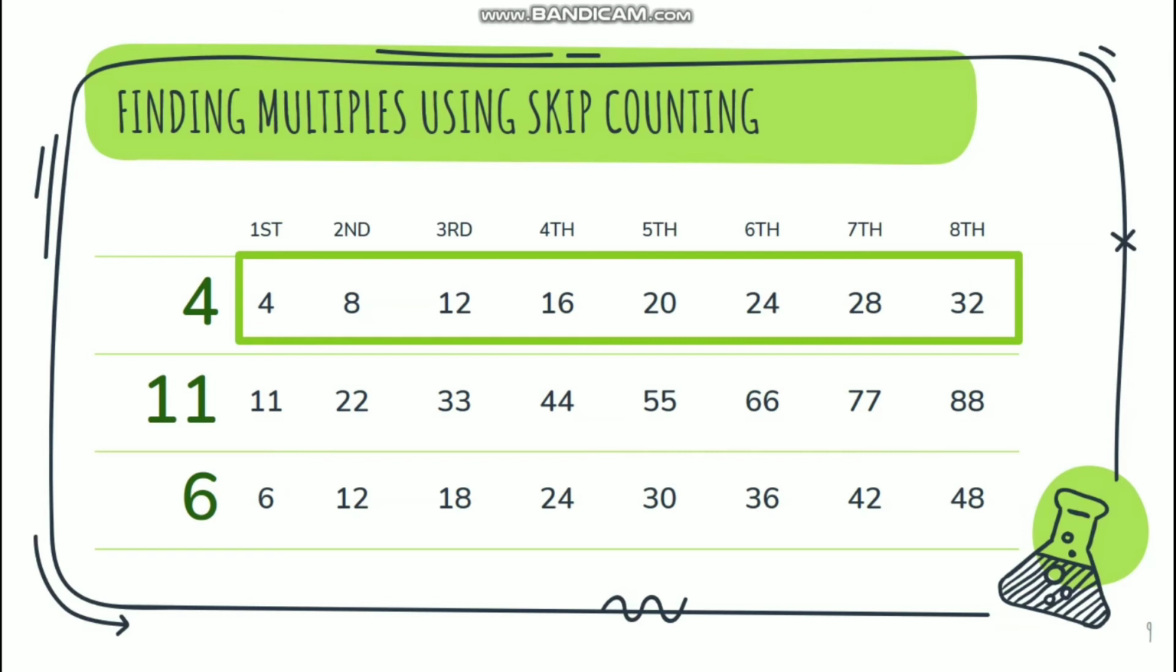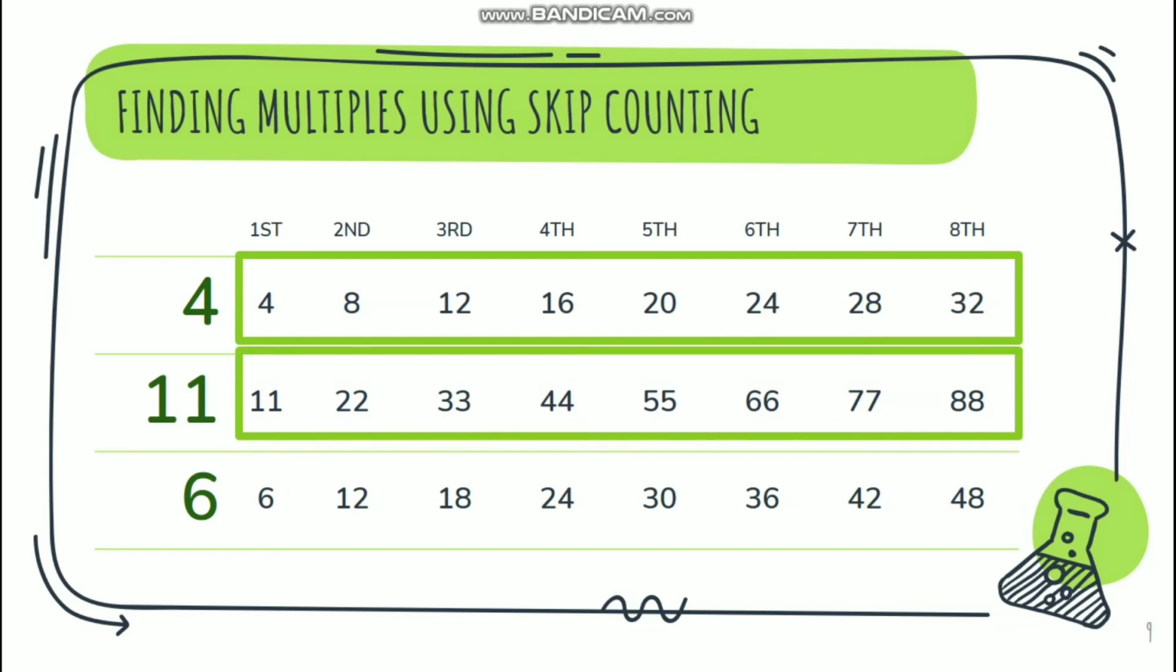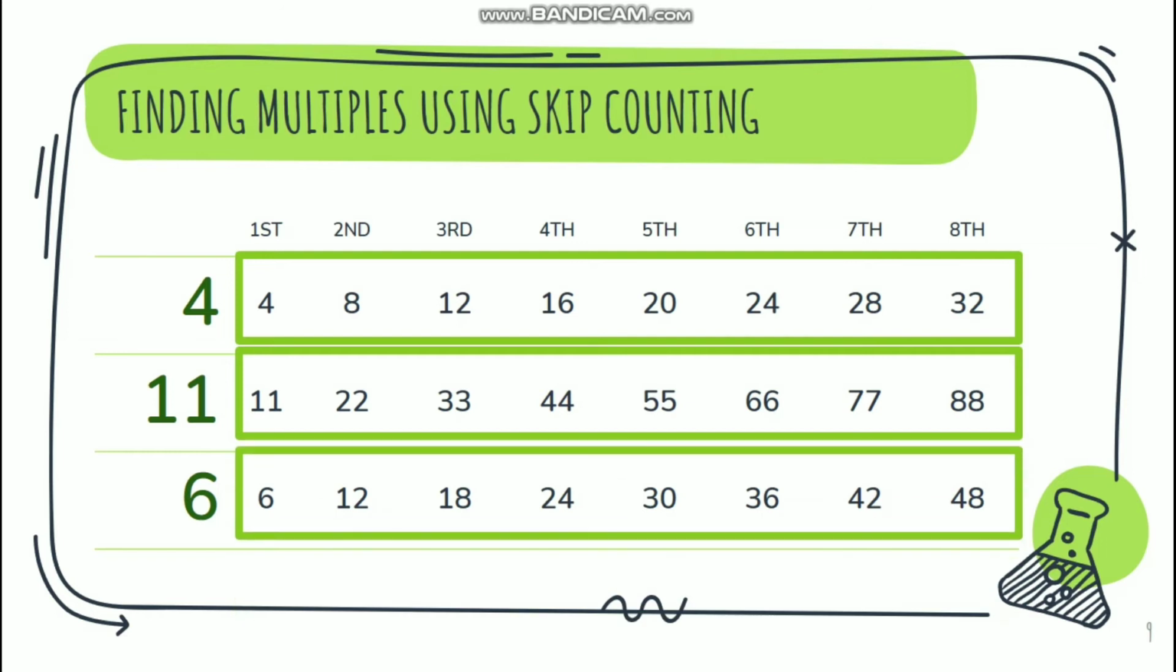And here, the first 8 multiples of 11 are 11, 22, 33, 44, 55, 66, 77, and 88. And the first 8 multiples of 6 are 6, 12, 18, 24, 30, 36, 42, and 48. See? To find the multiples easily, it is important that we memorize the skip counting of a number.